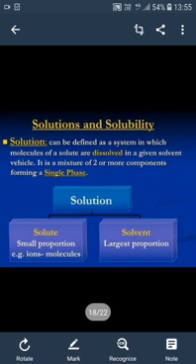The substance that gets dissolved in a liquid, we call a solute. That is your sugar. The substance in which the solute dissolves is called the solvent, which is your water. So now we have a sugar solution which is homogeneous in nature. So solute plus solvent gives a solution.